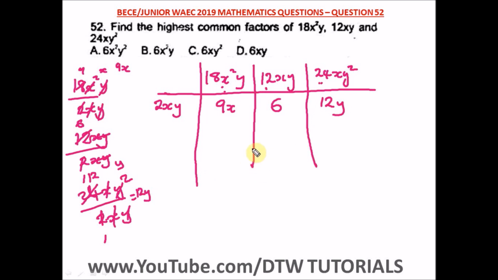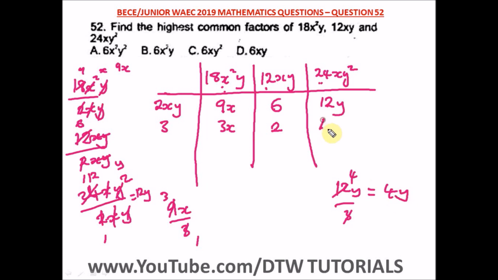Okay, can any other thing go? Yes, something else can go. 3 can go in 9, in 6, and in 12. So we have 9x divided by 3. 3 will go in 9 three times. We're left with 3x. So drop down 3x. What else again? Yeah, 3 in 6, that's simple. We have 2. And 3 in 12, that's 12y divided by 3. 3 in 12 is 4. So we're left with 4y. So our answer here is 4y.